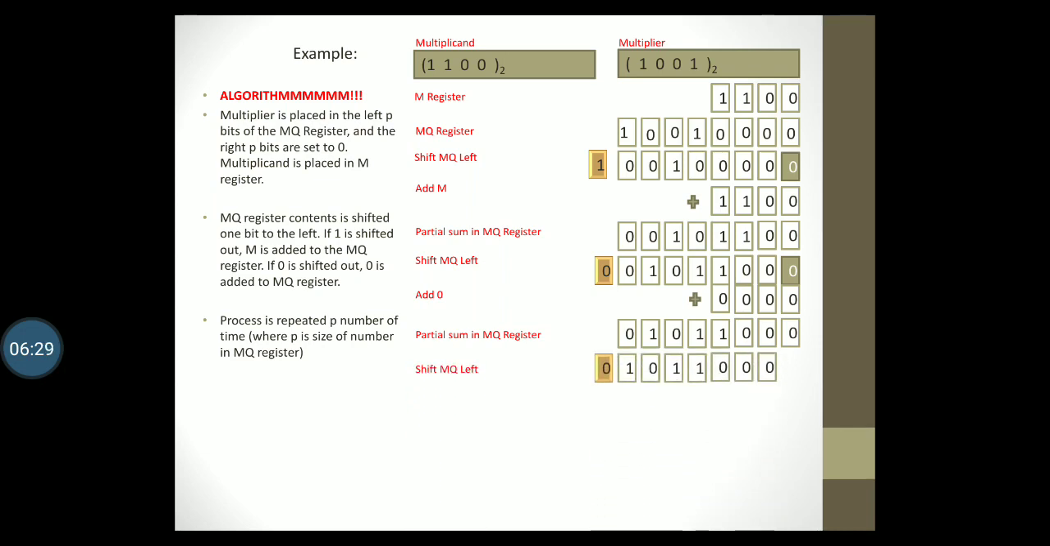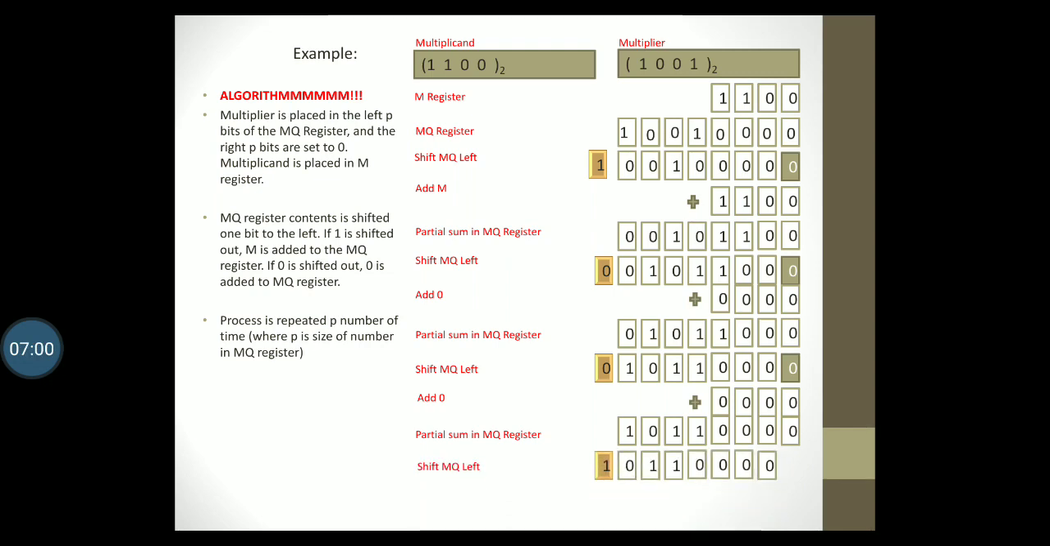Again, we shift MQ left 1 bit. Replace the bit lost with a 0. Notice that we have shifted a 0 out. So as per step 2, we need to add 0 to MQ register. So go ahead and add 0 to MQ. Calculate the sum. This completes 3 times of the same process. Be brave, this is the last time we do this process.